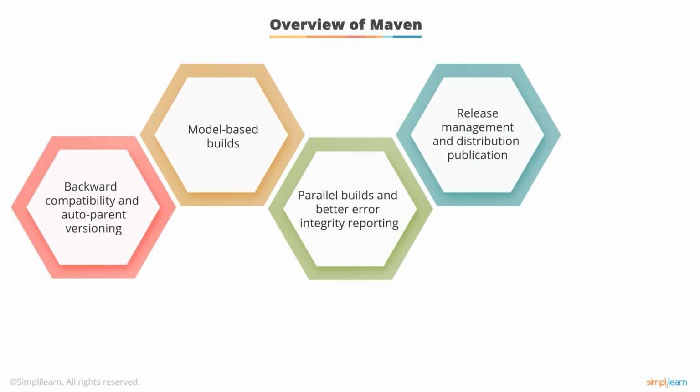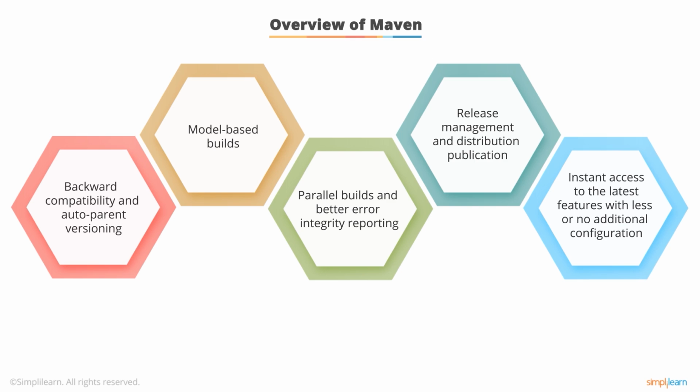Number 4, release management and distribution publication is built into Maven. The project object model is comprehensive and covers all aspects of the software development lifecycle, from development through testing and on to release. Number 5, instant access to the latest features with less or no additional configuration. Maven allows artifact version control that can be set to get the latest release of a dependency. Thus, you can make sure the code is always up to date.